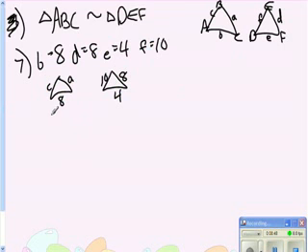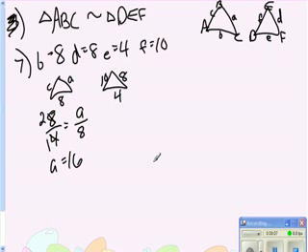I have to use this 8 to 4. 8 compares to 4, same way that A would go with 8, because that's how they would match. Make sure you do them in the same order. So if I go from this triangle to this triangle, I have to stay that way. I can't go the other direction. Reduce this first. I would reduce that to 2 over 1. Cross multiply, A is 16.